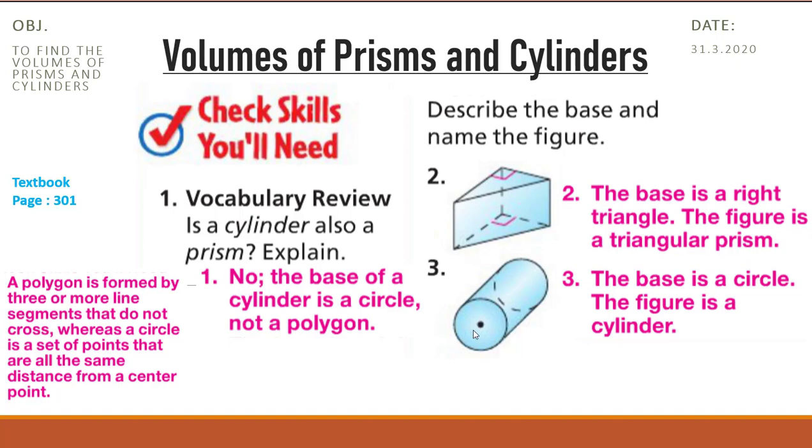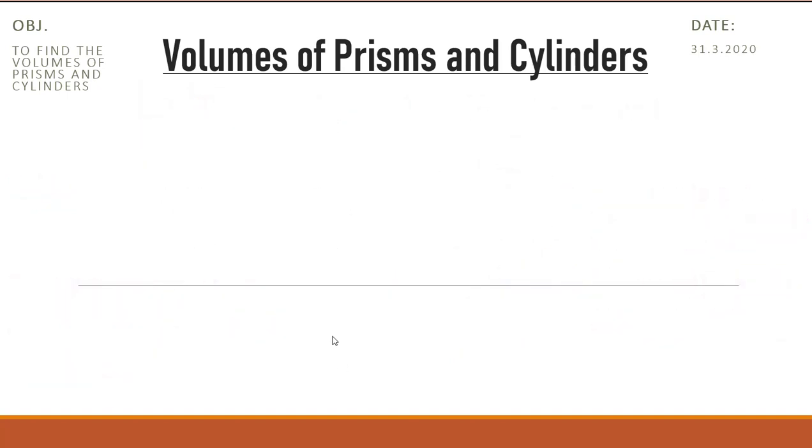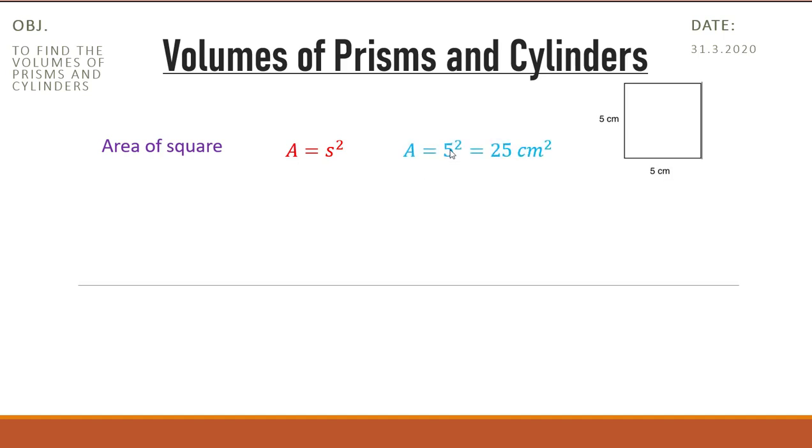Now, before we start with the volumes of prisms and cylinders, I want to check with you that you know how to find the area of common shapes. So now we're going to revise the area of common shapes. Start with area of square. Area of square equal S square, where S is the side length. If we have a square with side length 5 centimeter, so the area is 5 square, which is 25 centimeter square.